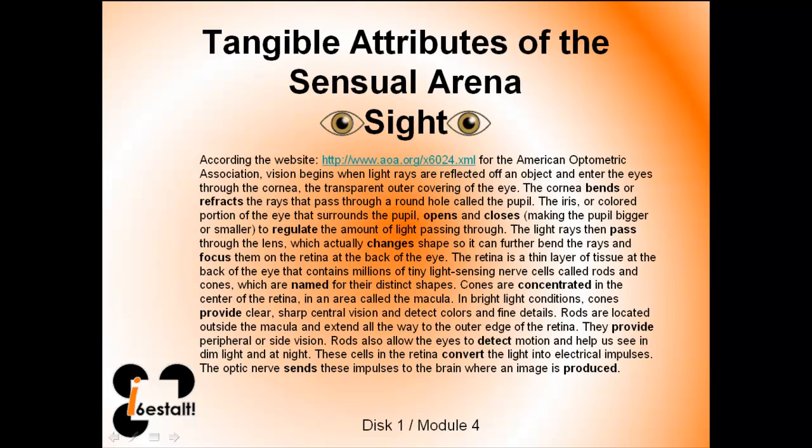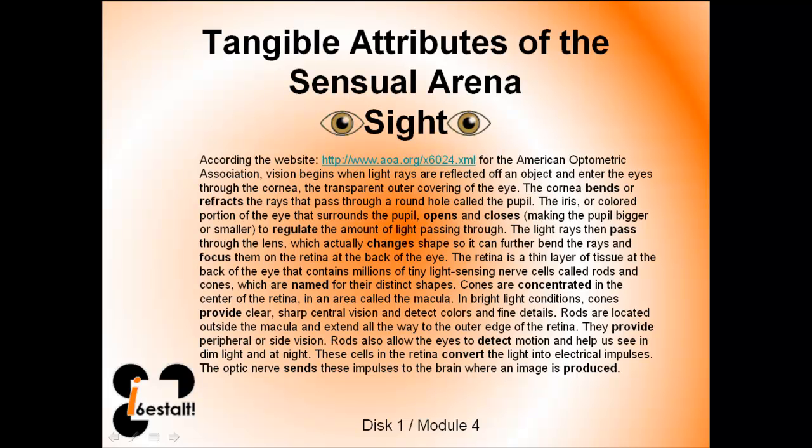So then the cornea bends or refracts the rays that pass through a round hole called the pupil, so that's the round part of your eye. The iris, or colored portion of the eye, surrounds the pupil. It opens and closes, making that pupil bigger or smaller to regulate the amount of light passing through. You can test this by putting a flashlight in your eye and seeing the muscle contract and retract. And it's interesting that you don't feel that. It just does it on its own.